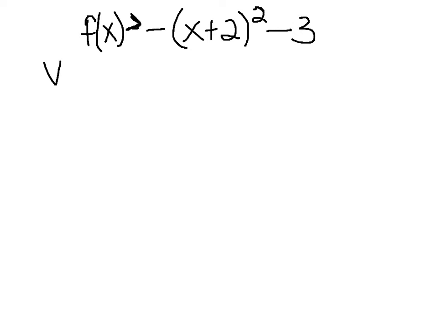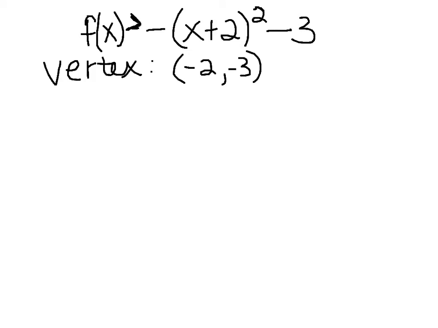So for this one, because it's in vertex form, I know some information. I know the vertex. The vertex comes from the h and the k in the equation, and I know it's going to be -2, -3. I also know from this negative that we have a reflection across the x-axis, so it's going to open down.